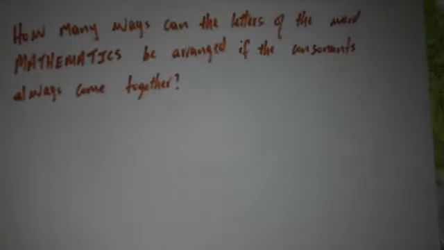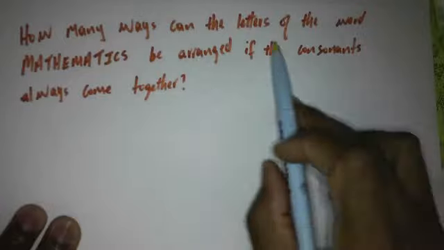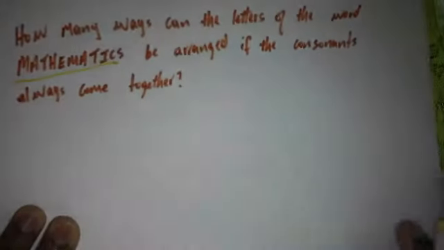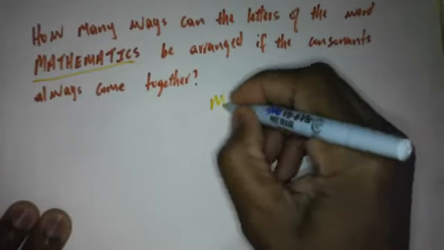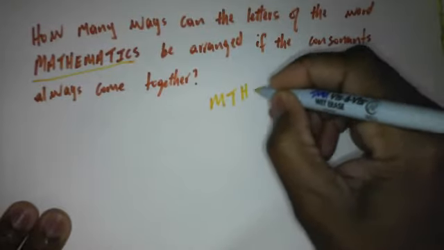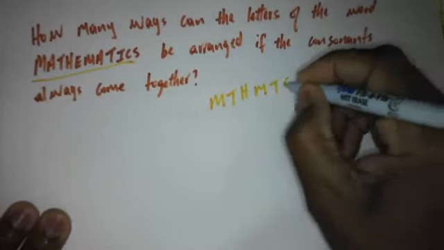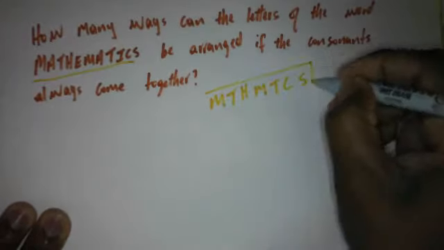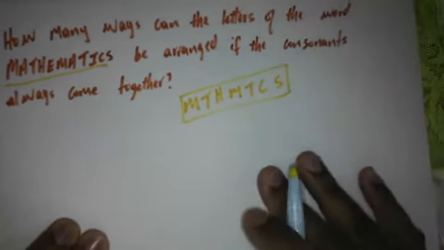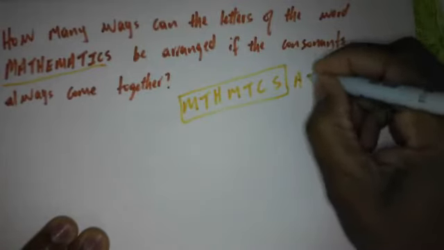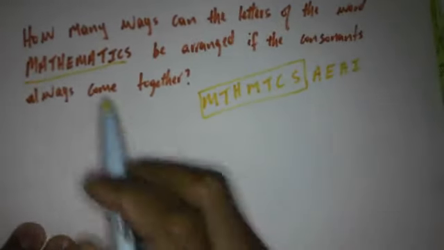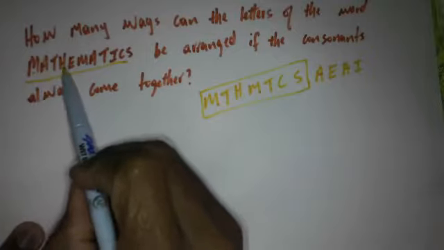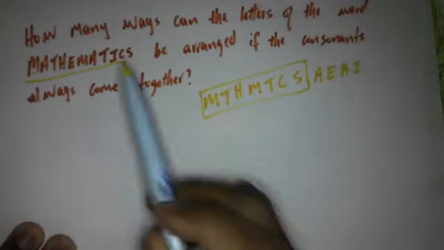Alright, now let's look at one more example just for practice for that, and then we'll look at our final concept. It said, how many ways can the letters of the word mathematics be arranged such that the consonants come together? So the consonants, these would be M, T, H, M, T, C, S. Okay, so these are our consonants. And the other letters now would be A, E, A, I.